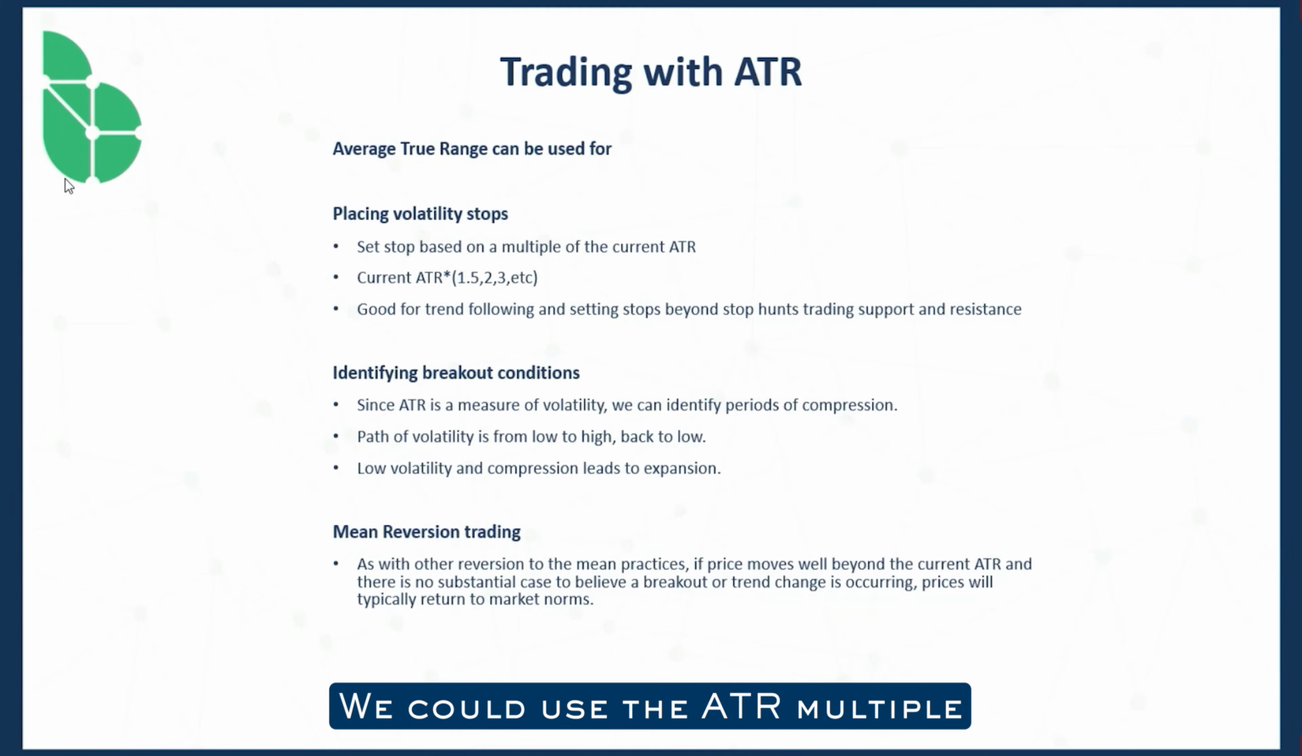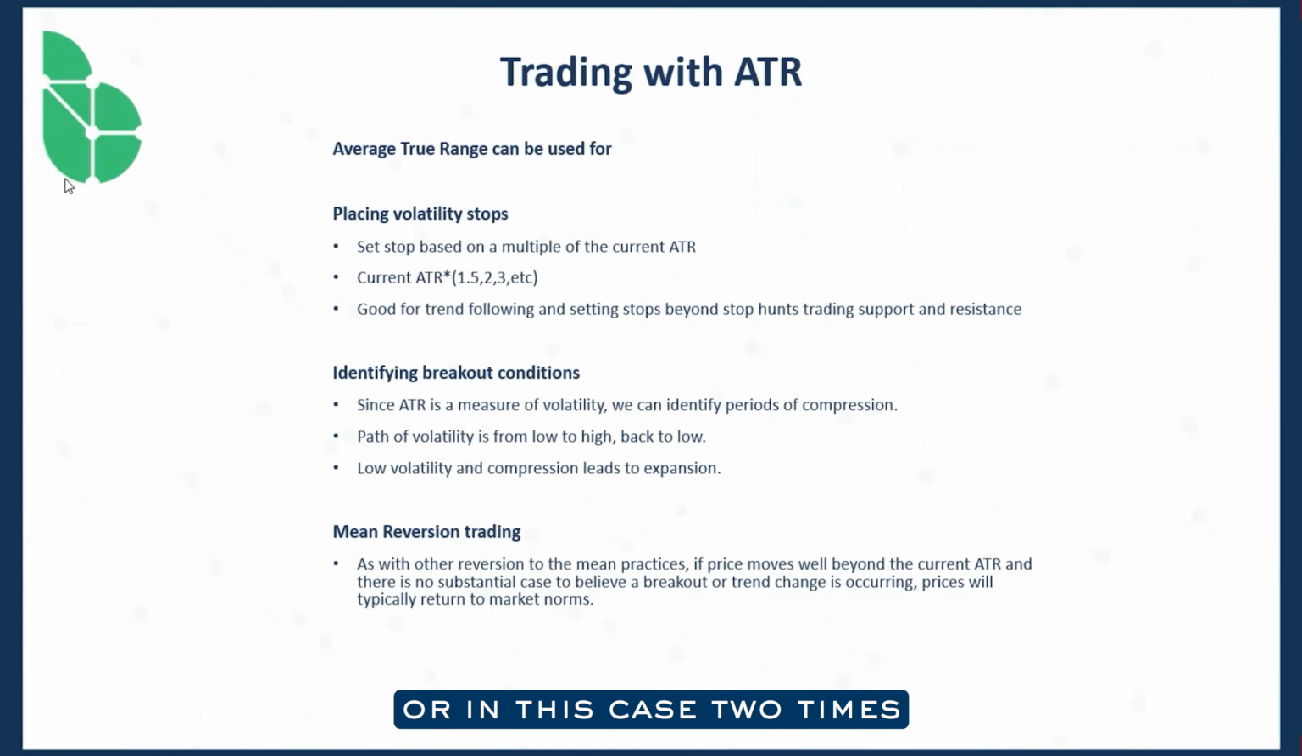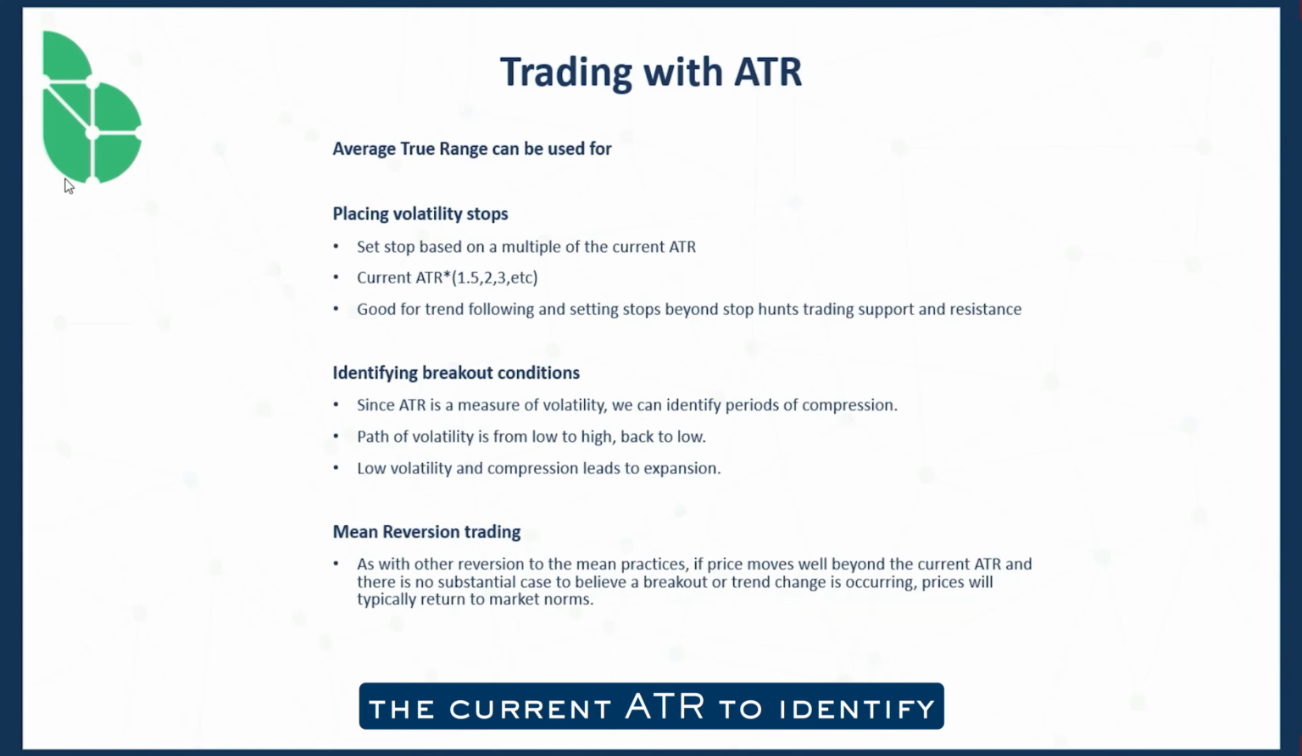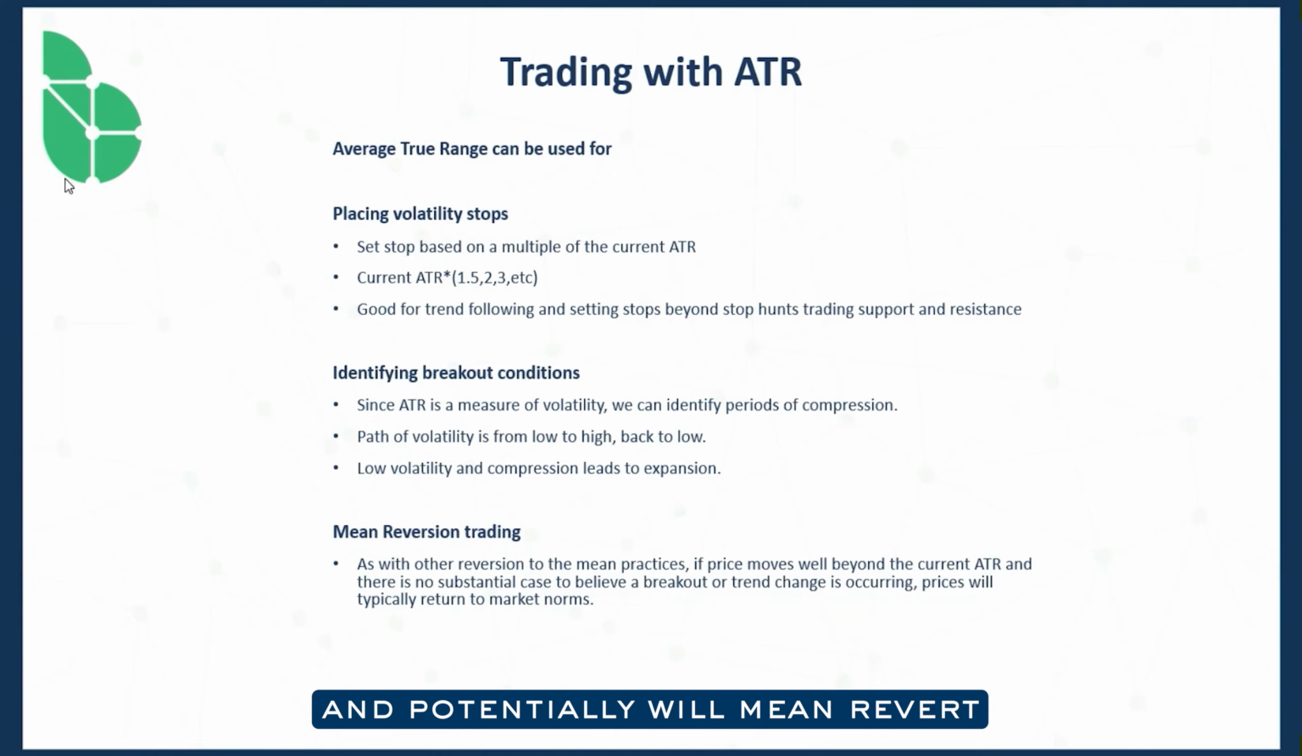We could use the ATR multiple, in this case 2 times the current ATR, to identify what things are outside of market norms and will potentially mean revert. It's the same way that when the market is really extended to the upside or to the downside, typically you'll get some type of kickback.